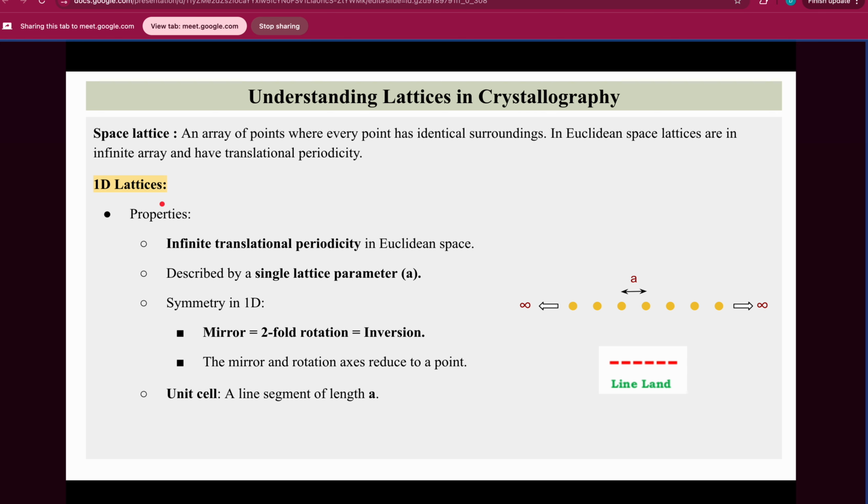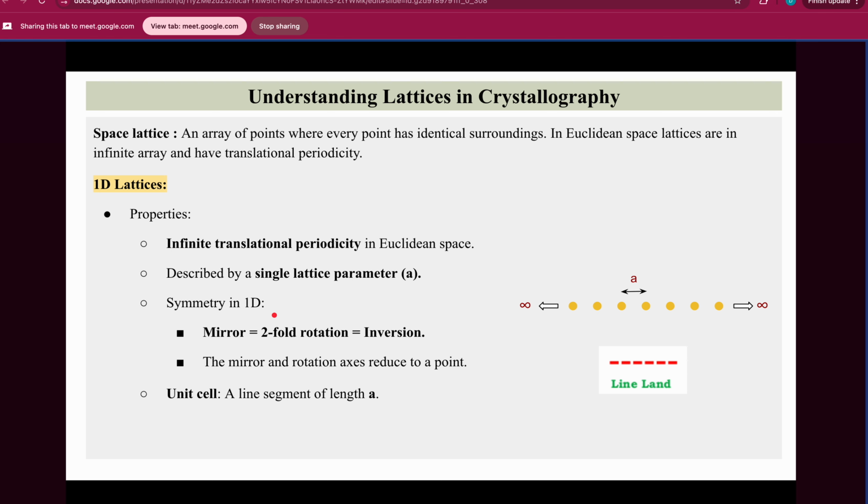So when we talk about a 1D lattice, this is an example of a 1D lattice. Its property is infinite translational periodicity in Euclidean space. This defines the space between each of the lattice points, and it is described by a single lattice parameter, which is A.